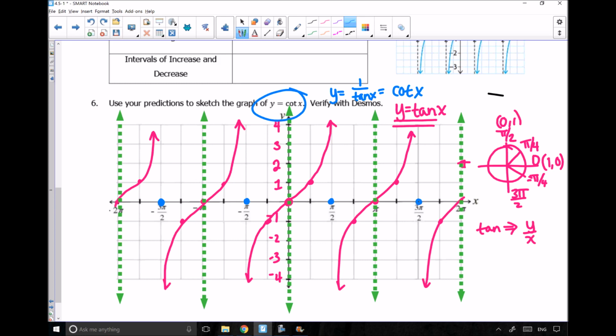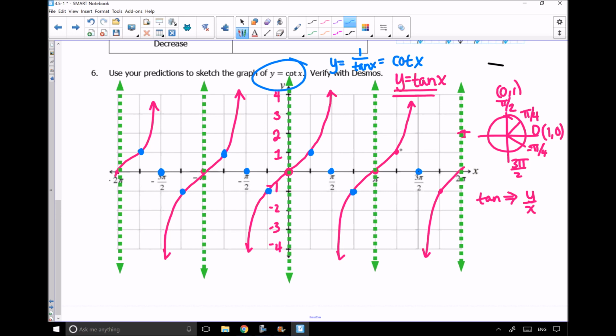Okay, now we also know that this graph right here has a y value of 1. The reciprocal of 1 is 1. Over here, the y value is negative 1. The reciprocal of negative 1 is negative 1. So I can keep going with this, and these blue dots are going to be my new points of my graph.